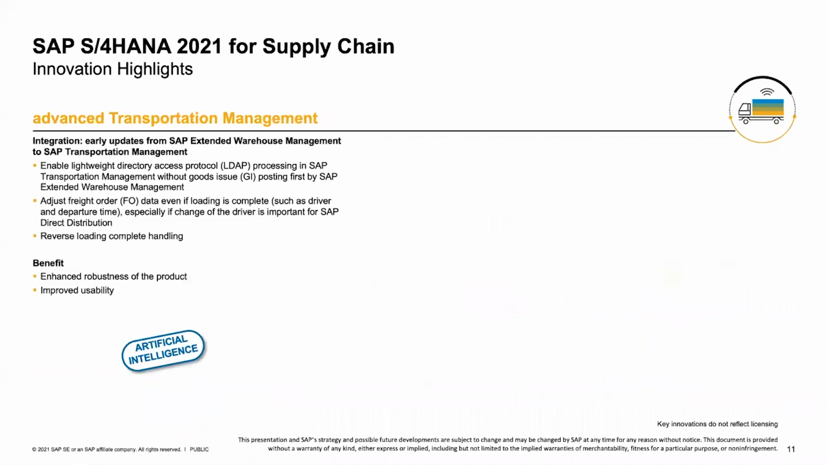Innovation, and I'm moving to supply chain. With this feature, you can send early updates from extended warehouse management to transportation management. This is the integration of transportation management with extended warehouse management. Based on the extended warehouse management transportation unit, it now supports sending data from extended warehouse management to transportation management in the early process with status change, loading finished.